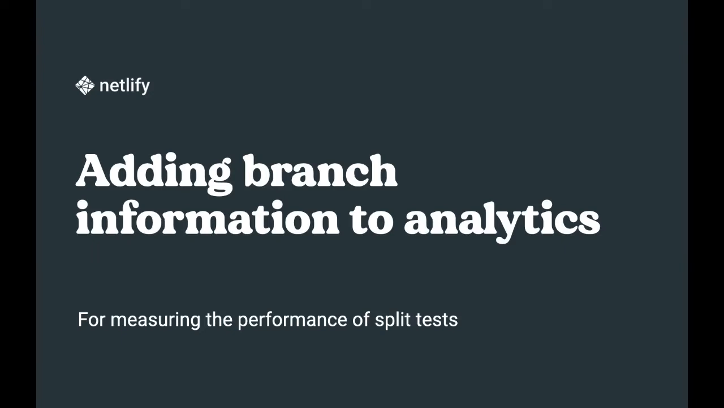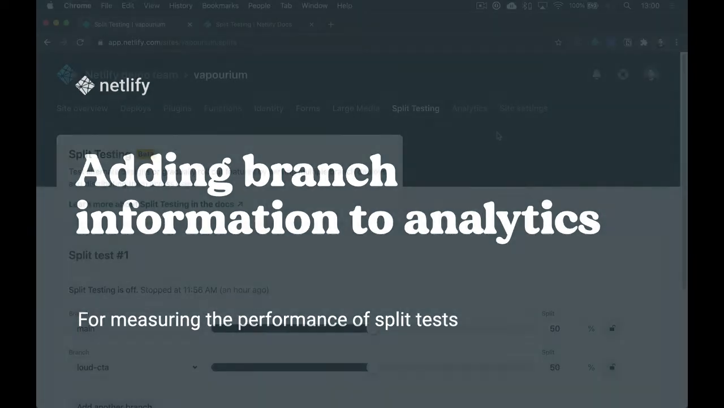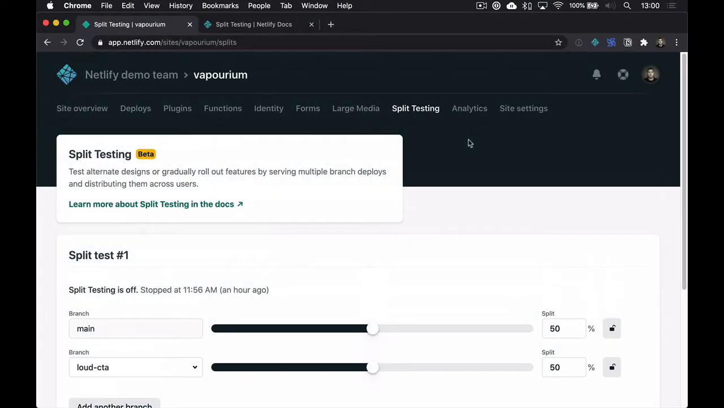When it comes to split testing, it's really important to be able to measure the performance of your different branches. In order to do that, we really need to identify the branch that's being served so that your analytics package can pick that up and you can start measuring the different performance profiles. Now, there's a few different ways we can do this.